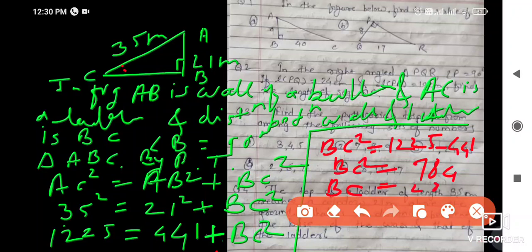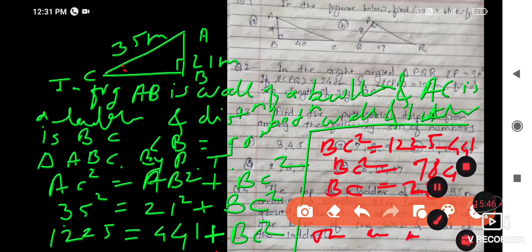So here the distance between the wall and the ladder is 28 meters. You have to write it in this way.